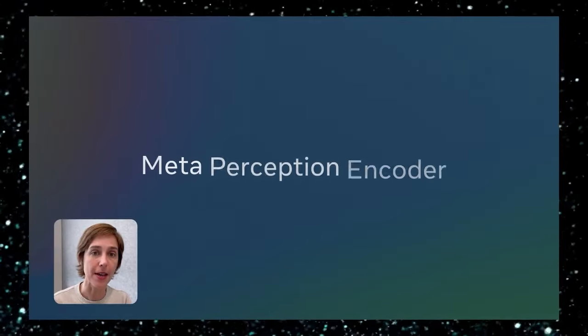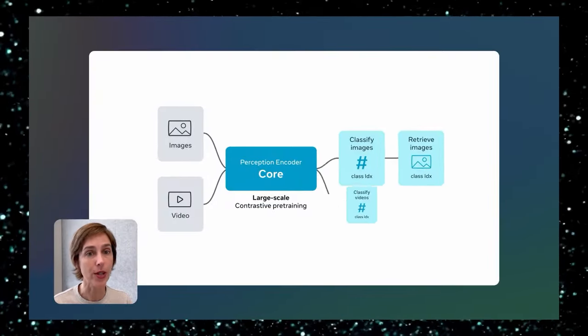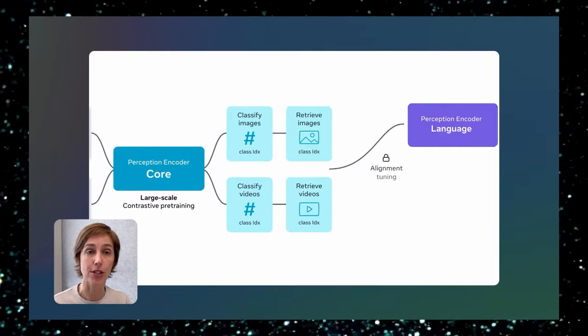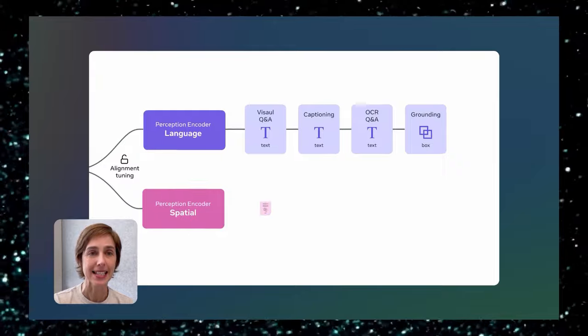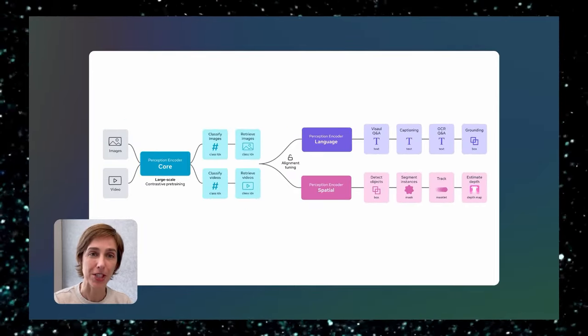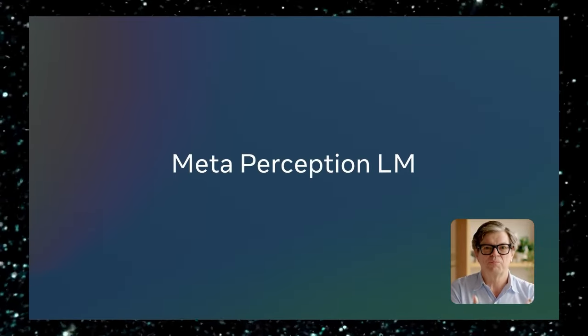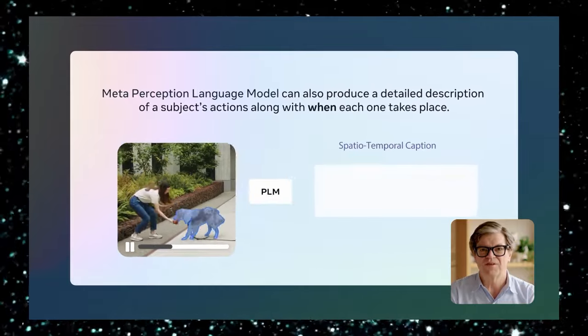First up is the Meta Perception Encoder, a vision model that uniquely excels across both image and video tasks, even outperforming existing models in challenging scenarios like identifying camouflaged objects. Its strong visual abilities also significantly boost performance in language-based tasks. Then there's the Meta Perception Language Model, a fully open and reproducible vision language model trained on a massive dataset, including their own human-labeled video QA samples, making it uniquely transparent for research.